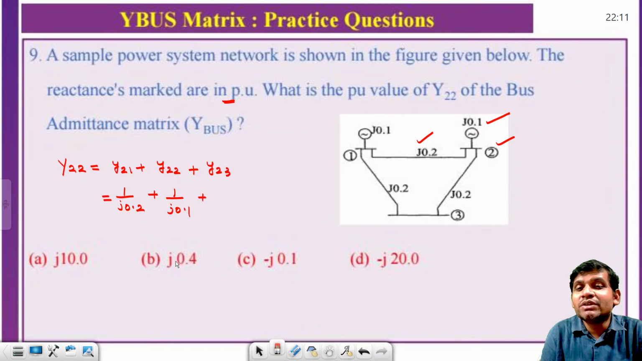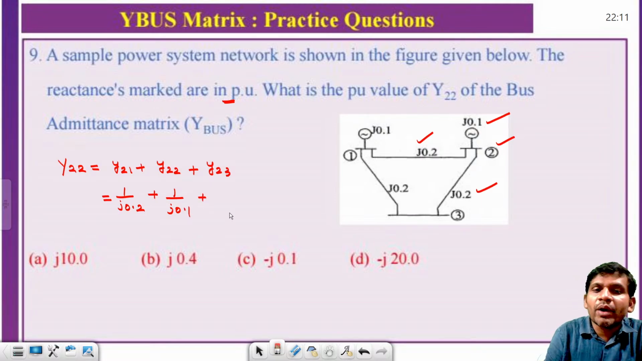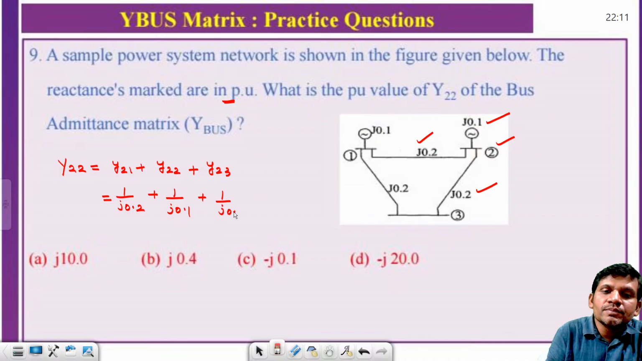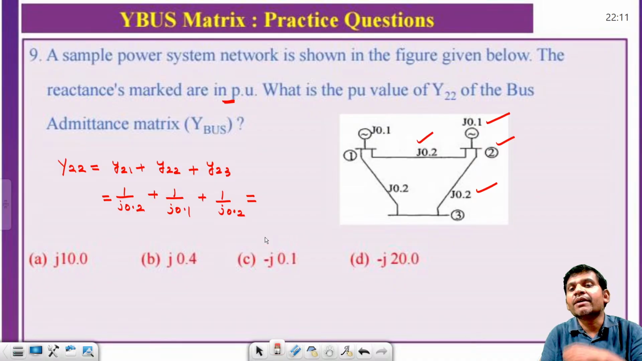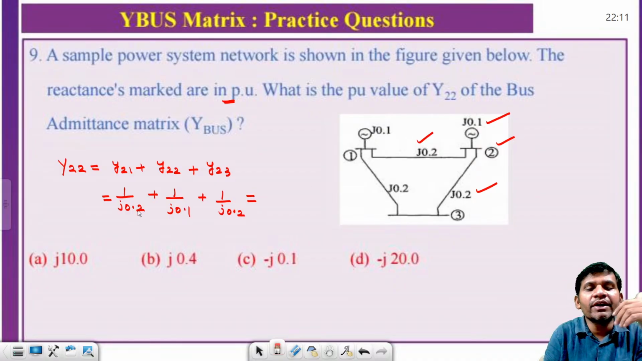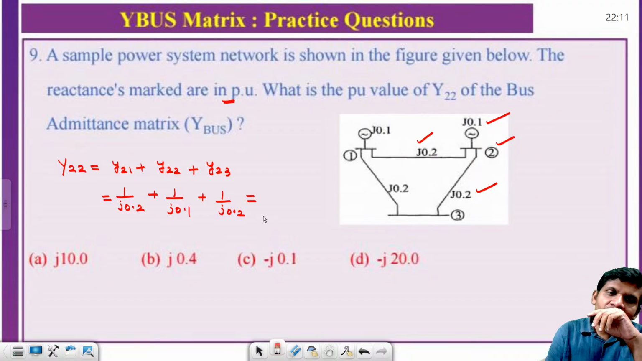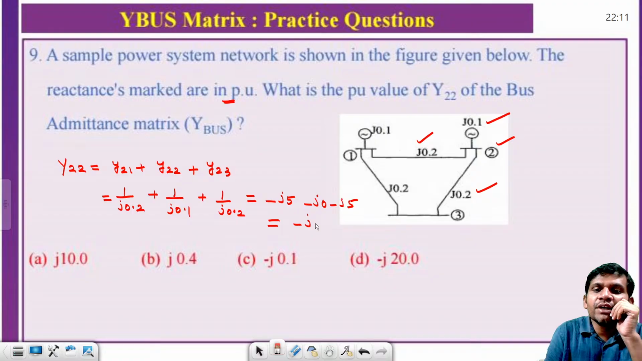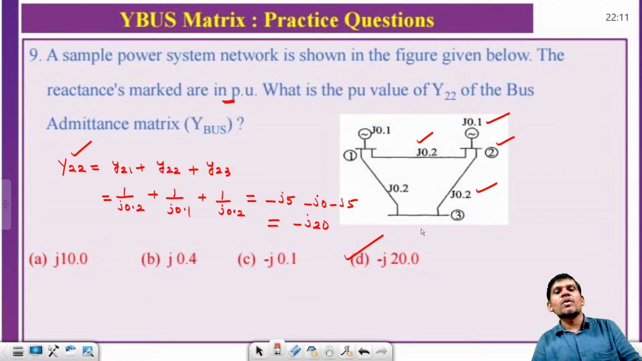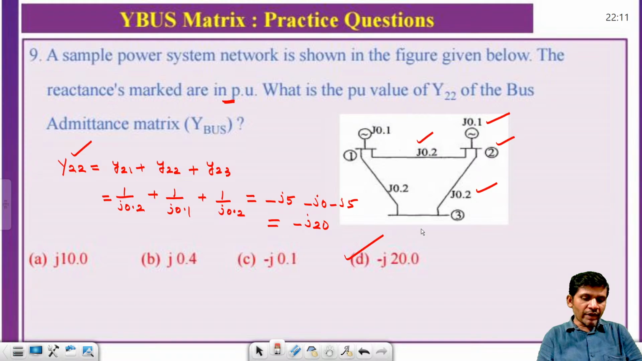What is Y23? 2 కి 3 కి. This is J.2, students. 1 by J.2. Given is reactance. మనకు కావాల్సిన అడ్మిటెన్స్ కాబట్టి డివైడ్. 1 by J.2 ఎంతో ఏమవుతుంది? This is equal to minus J5. ఓకేనా? This is equal to minus J10. This is also minus J5. So much? Minus J20. అంటే Y22 ఏమవుతుంది? Minus J20. Simple question. Y22 is how much, friends? Minus J20.